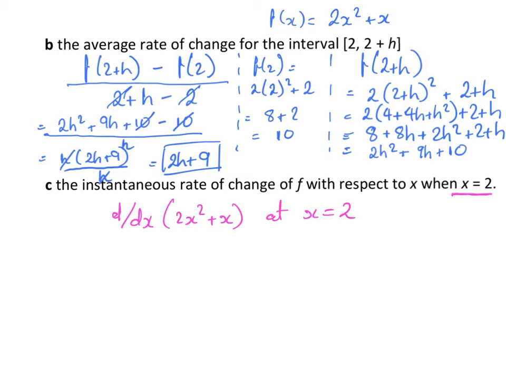So let's do d dx first of all, and that's 4x plus 1. And again, it's at x equal to 2. So at x equal to 2, we're going to substitute it in, and we get 4 times 2 plus 1, which is equal to 9. So our instantaneous rate of change at x equal to 2 is 9.